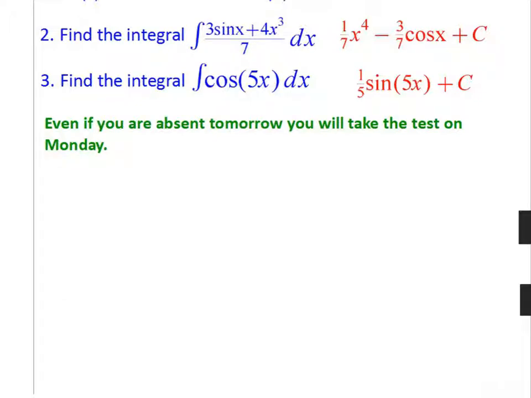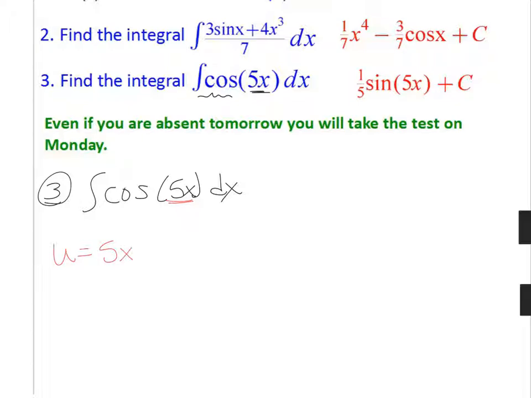Okay, and lastly for number 3, this one's actually a trickier problem because we have a function 5x inside the cosine function. So for number 3, we're going to have to do the u substitution process to find the antiderivative. So the inside part is my u. So when I replace that, we get cosine of u dx. I can't mix variables, so I have to replace this dx.